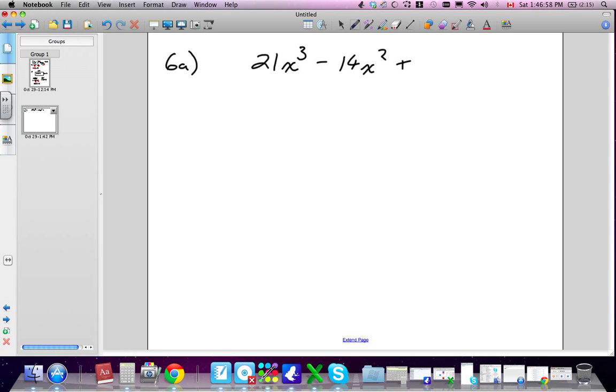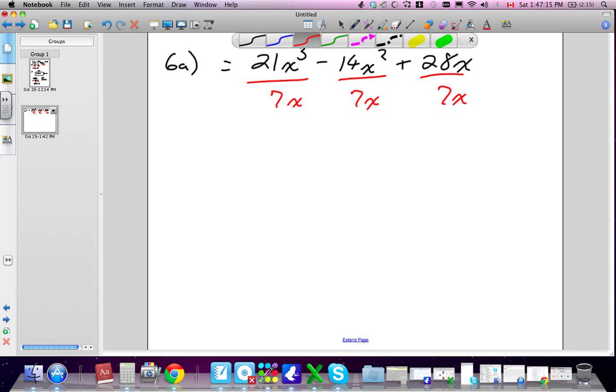The common factor that I can take out of all of these terms, 7x, is exactly what they're looking for. So the factored form of this would be 7x(3x squared minus 2x plus 4). Now, does that make sense how I got that? Yeah. Okay.